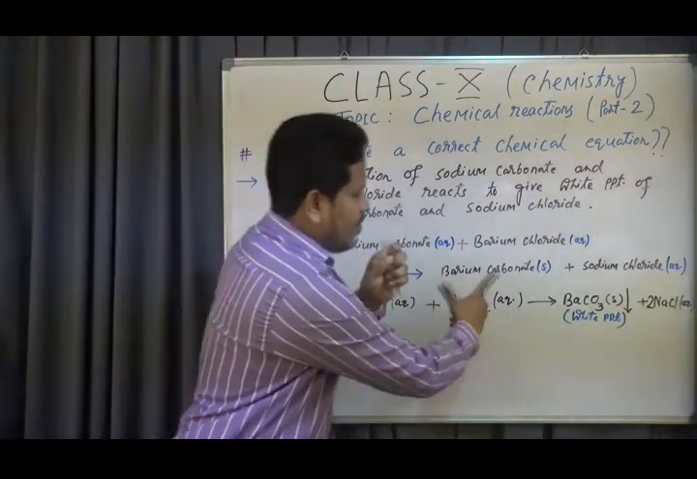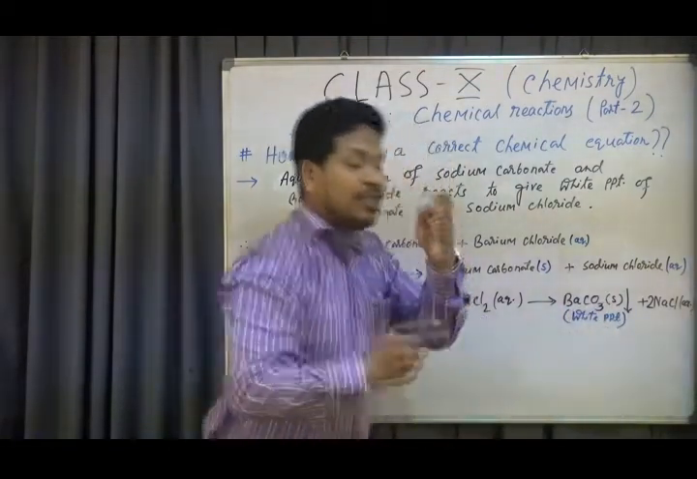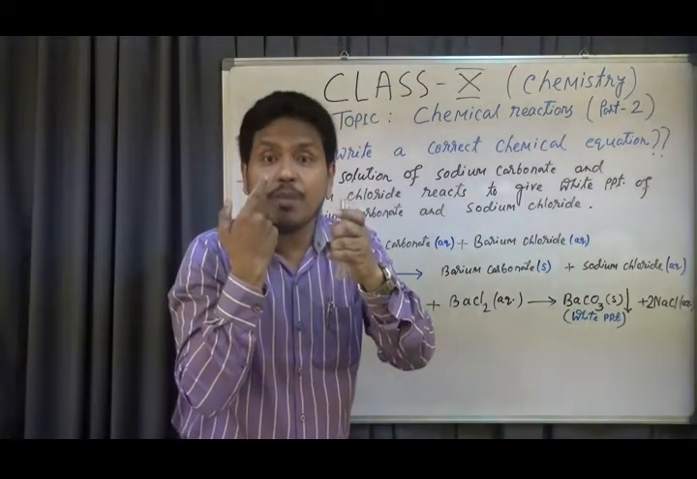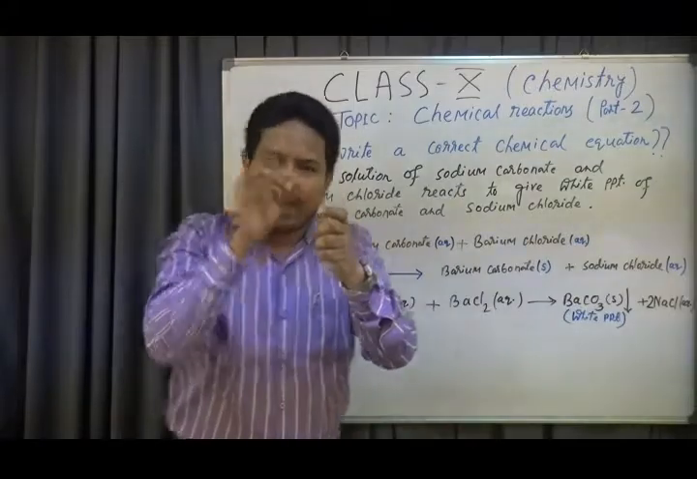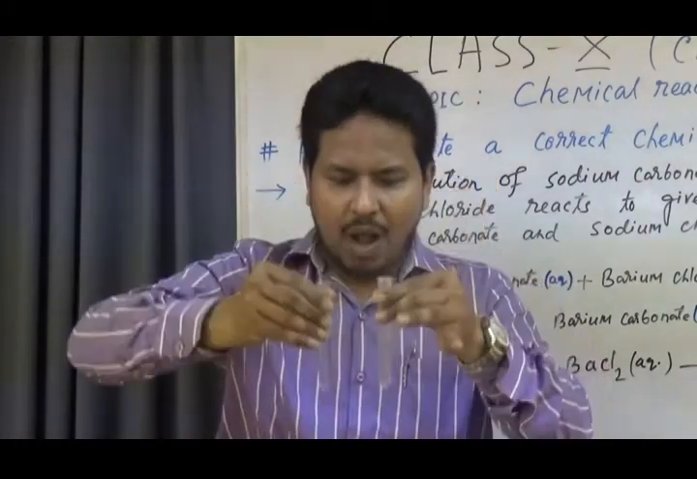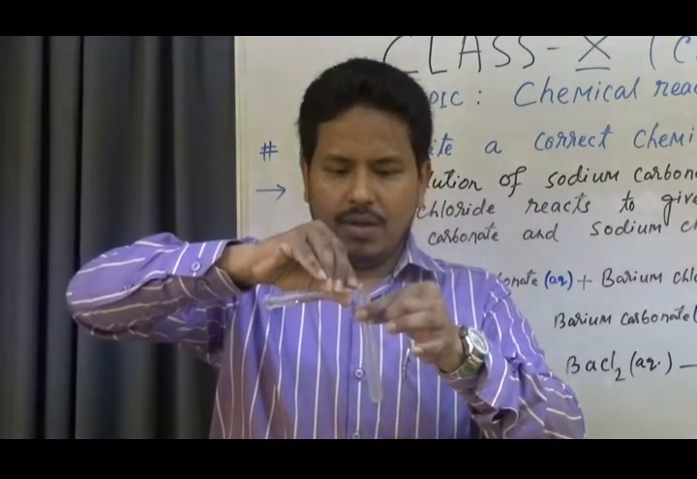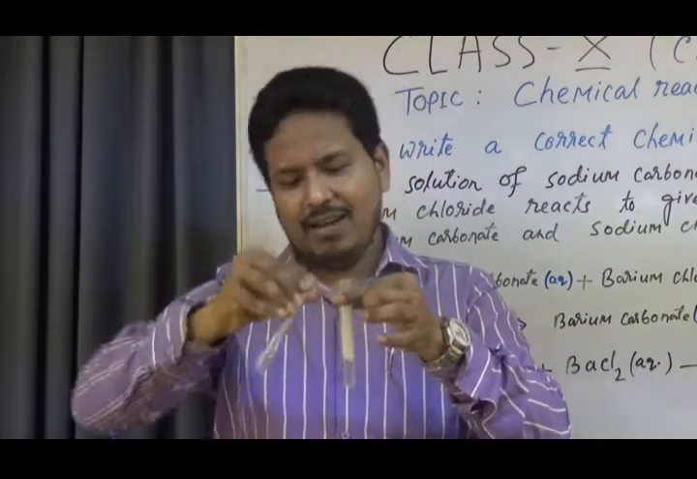Then a new substance, barium carbonate, an insoluble solid white precipitate, will be formed here, visible to the naked eye, plus sodium chloride aqueous solution. Look at this, my dear students. Two reactants, two aqueous solutions. Now I am mixing them together. Look at this. Nicely done.